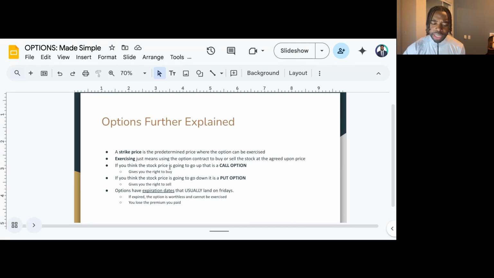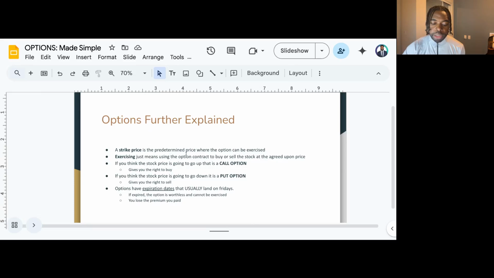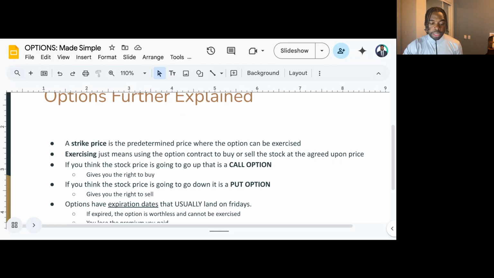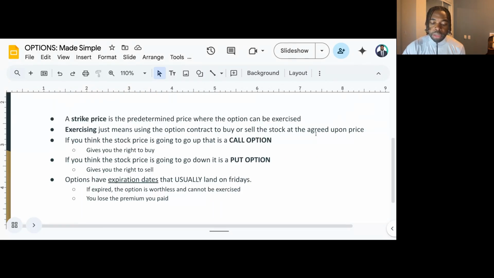Options further explain what the heck is a strike price. So strike price is the predetermined price where the option can be exercised. Okay. Now, exercising just means that you're using the option contract to buy or sell the stock at an agreed upon price. So if you think the price is going to go up on a stock, then that's called a call option. You're betting that the stock is going up.